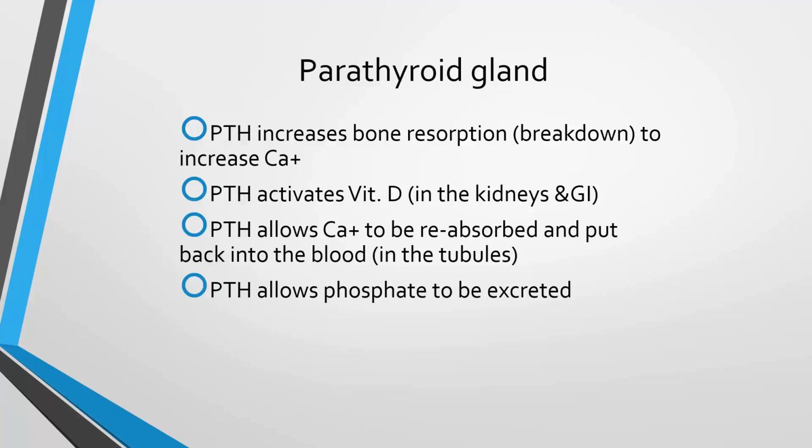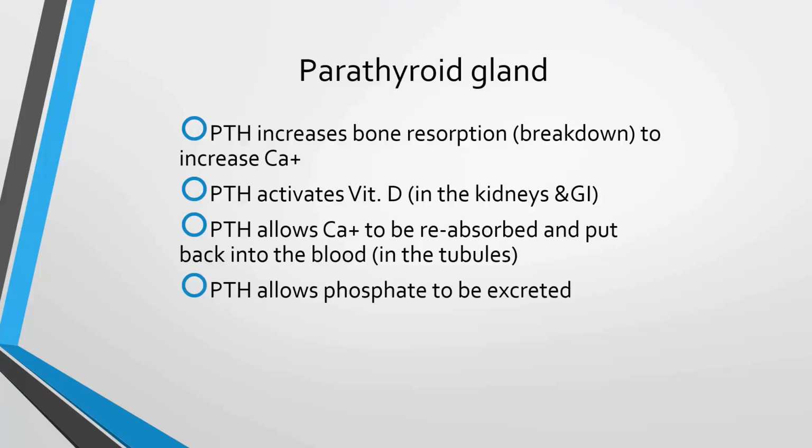Now, parathyroid hormone does 4 things. Number 1, it increases the movement of calcium from bone into blood. It stimulates the activation of vitamin D, which increases absorption of calcium from the intestine. The third thing it does is to stimulate renal reabsorption of calcium. And the fourth thing is it decreases the reabsorption of phosphate, so it is eliminated by the kidney.